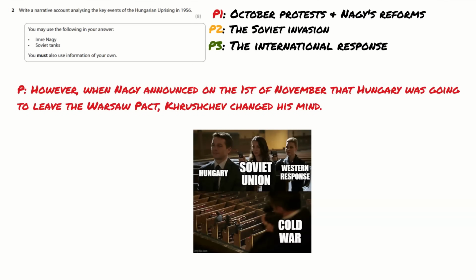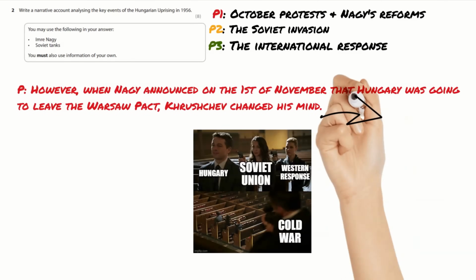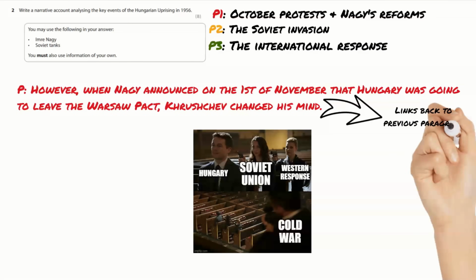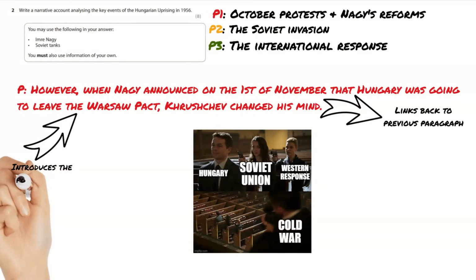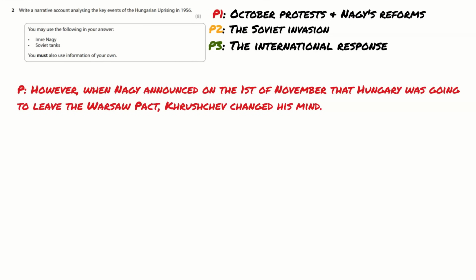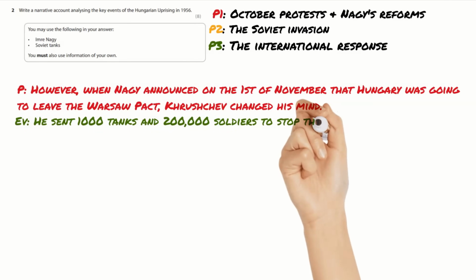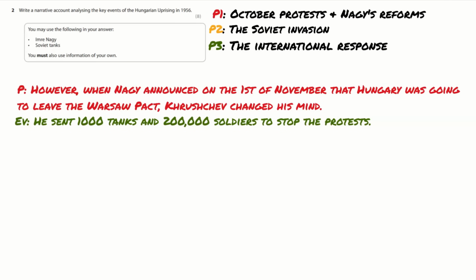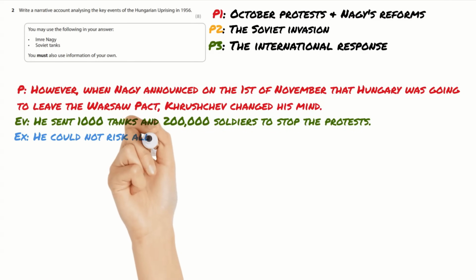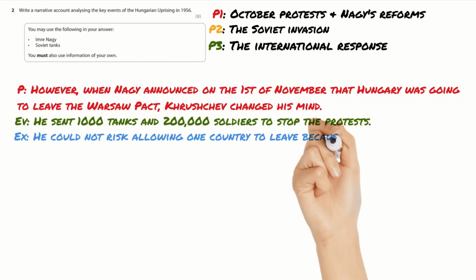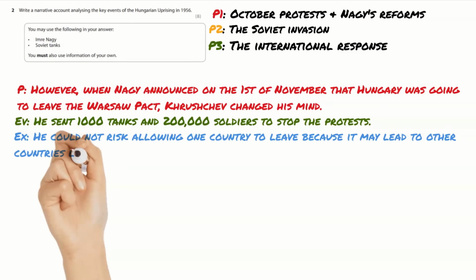So what I've done here is to show the clear link between the 2 paragraphs and the wider context, but I've also introduced what this paragraph is going to be about, i.e. the Soviet response. I'm going to add a bit of evidence about his response here. He sent 1,000 tanks and 200,000 soldiers to stop the protests. My next bit is going to be an explanation. Why did he do that? Well, he could not risk allowing one country to leave because it might lead to other countries leaving also.